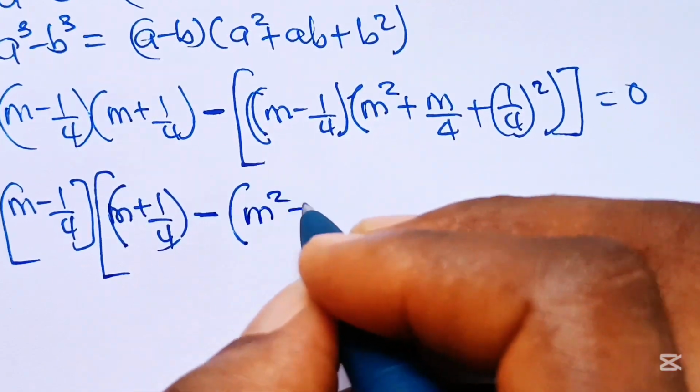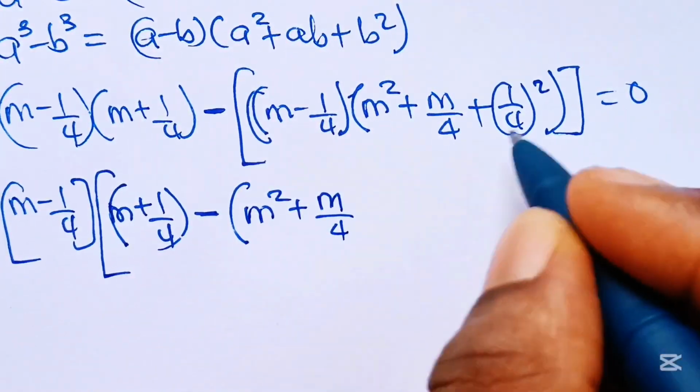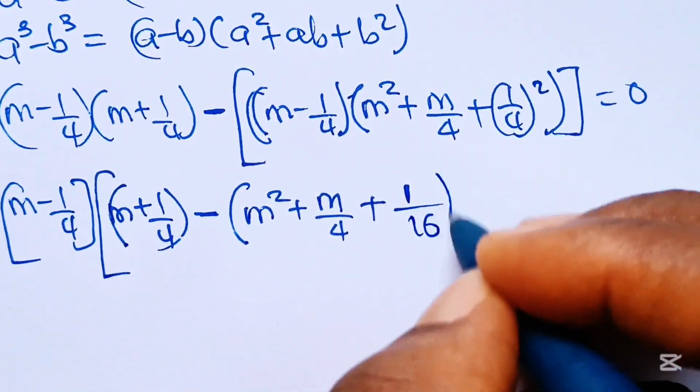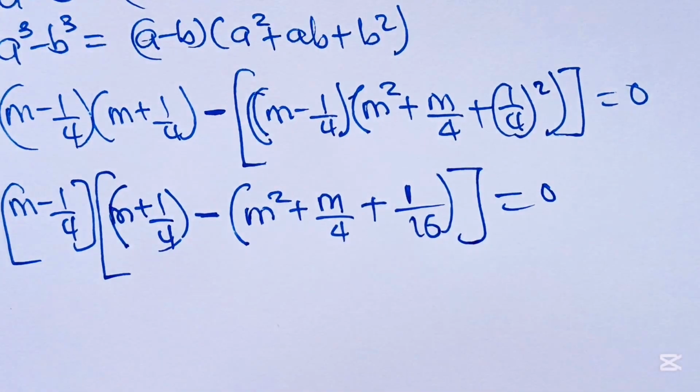So we have m squared plus m over 4, then plus 1 squared is 1 and 4 squared is 16, and this is equal to 0.